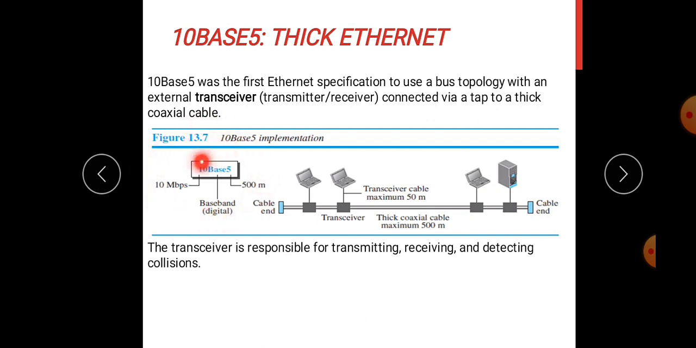And here you can see this is 10Base5. 10 is 10 Mbps capacity, base stands for baseband transmission, and 5 is the maximum length of the cable, that is 500 meters, represented as 5.